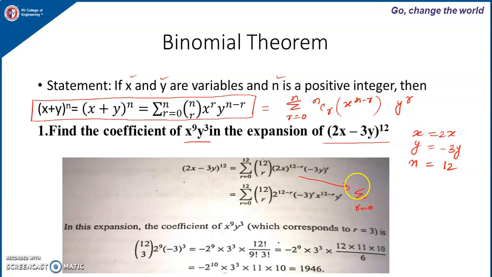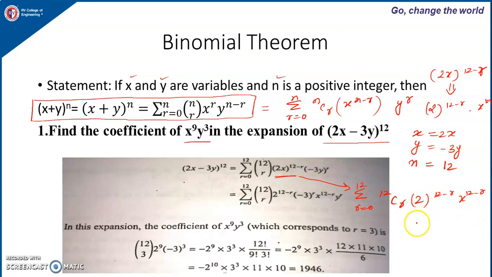Summation of r equals 0 to 12, 12Cr, so (2x)^(12-r) can be written as 2^(12-r) and x^(12-r). Okay, instead of writing (2x)^(12-r), what we have done is we have written 2^(12-r) and x^(12-r). And then (-3y)^r, same thing we will do: (-3)^r and y^r. Okay, now we have x and y terms. We have x^(12-r), we have y^r.